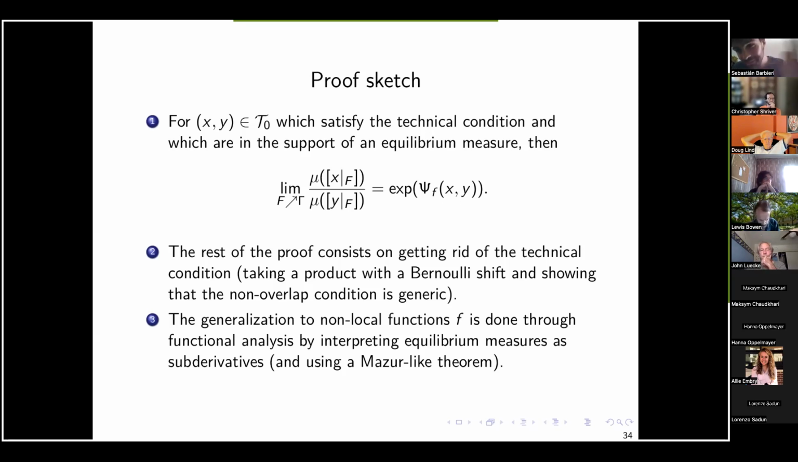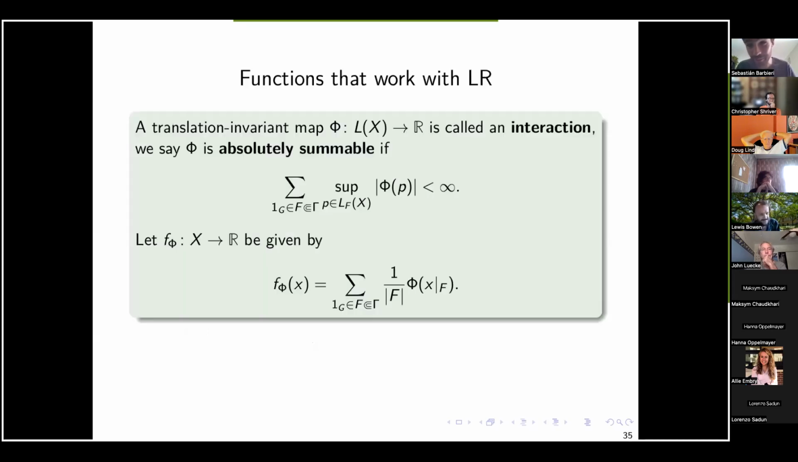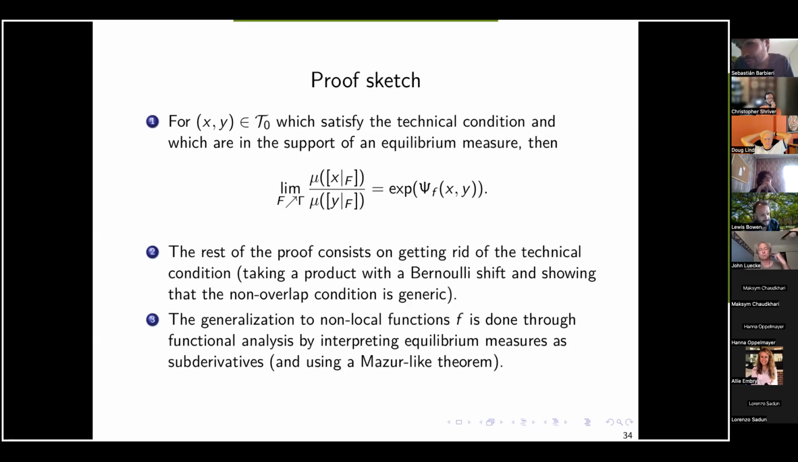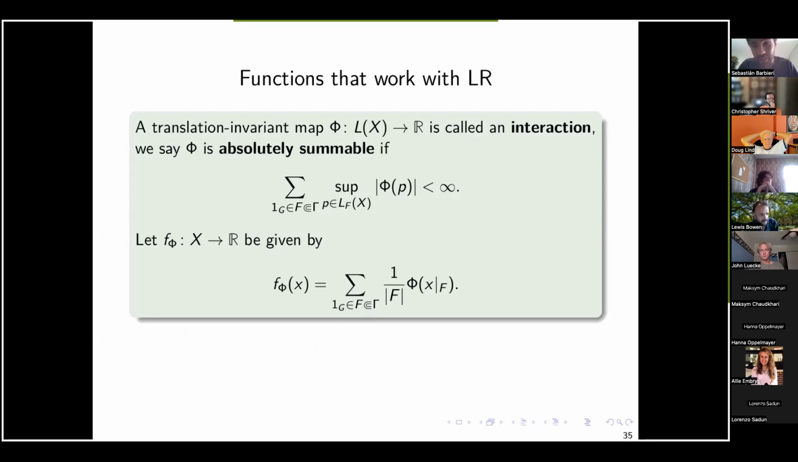Okay, so I think I've explained most of the terms in the theorem, except that I said that this works for sufficiently regular functions. And of course, I'm not going to be happy just with local functions. So let me tell you about two spaces of functions where this works, which are quite classical.